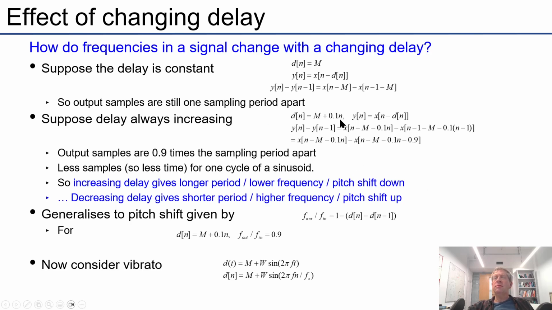Let's suppose the delay is increasing by 0.1 each time. So it starts maybe with a delay of one sample, then 1.1 samples, then 1.2 samples, and so on. So if one goes from one sample to the next, what you basically have is that output samples are 0.9 times the sampling period apart. So the delay is always increasing, and so on, which means there are fewer samples for one cycle of a sinusoid.